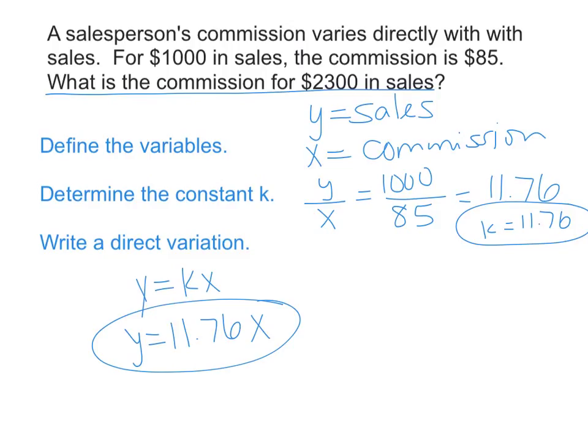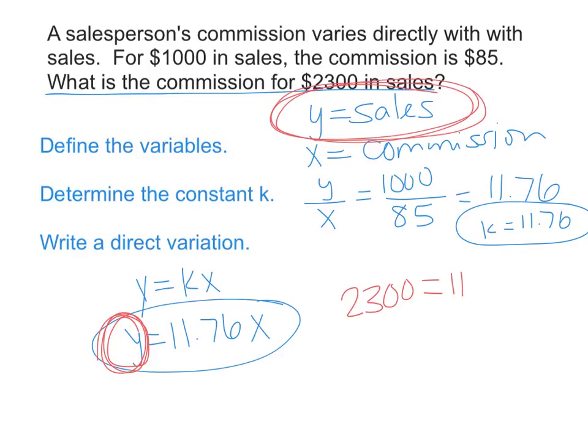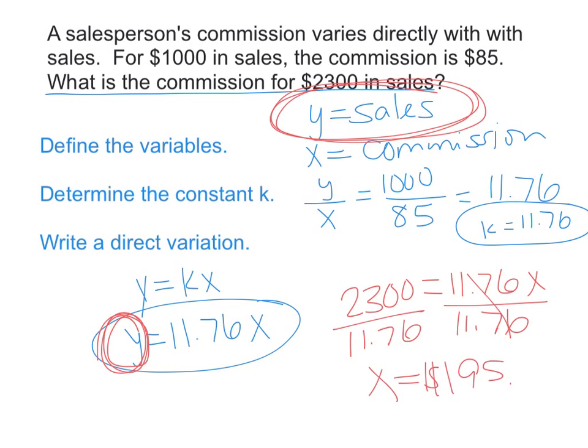All right. So our sales was y in this case. So we're going to plug that 2,300 in for y. So 2,300 equals 11.76x. To solve this equation, we're going to divide by 11.76. And x, or our commission, is about $195.58. And that makes sense. If you're selling $2,300, you're going to make part of that in your commission.